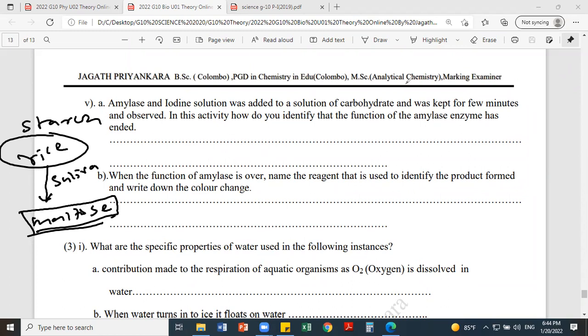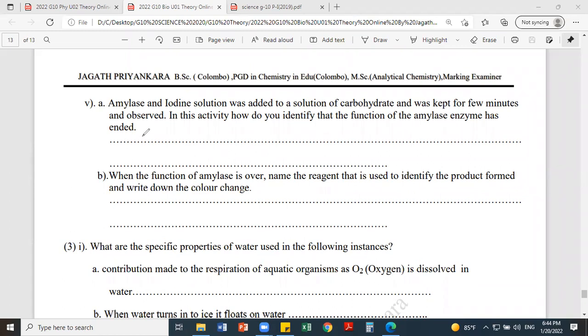So what is the answer for this now? How to write the answer? When the blue-black color turns completely into brown. When the blue-black color of the solution turns brown.